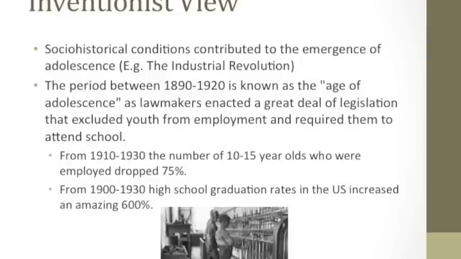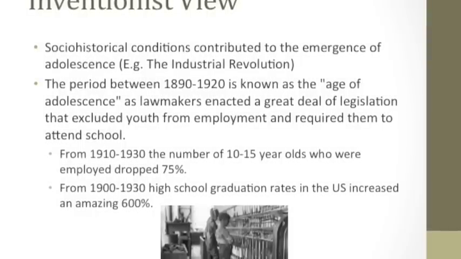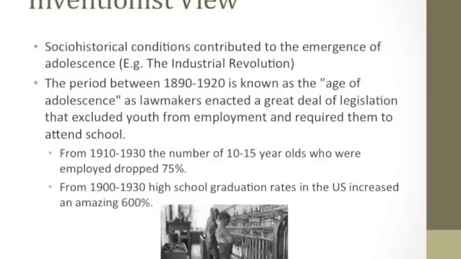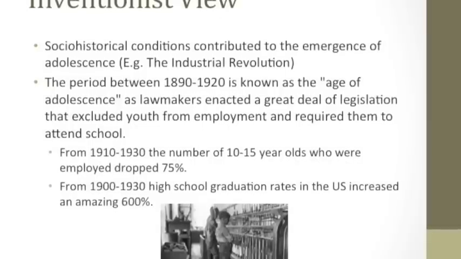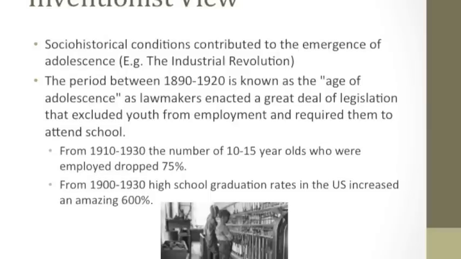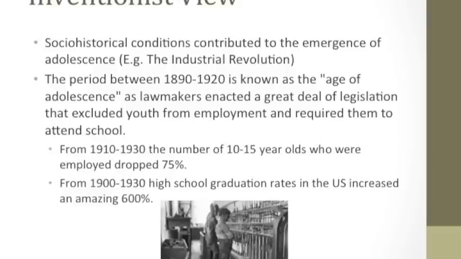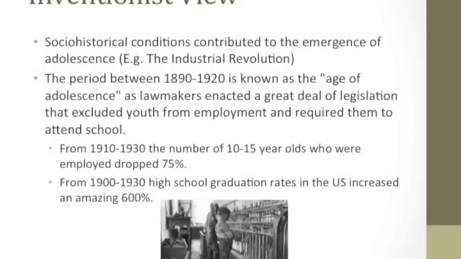So the inventionist view is that socio-historical conditions contributed to the emergence of adolescence. And the period between 1890 and 1920 is known as the age of adolescence, as there were a great many laws and acts enacted to exclude youth from employment and require them to attend school. So at the bottom, there's just a couple stats that are pretty interesting, cool to see.